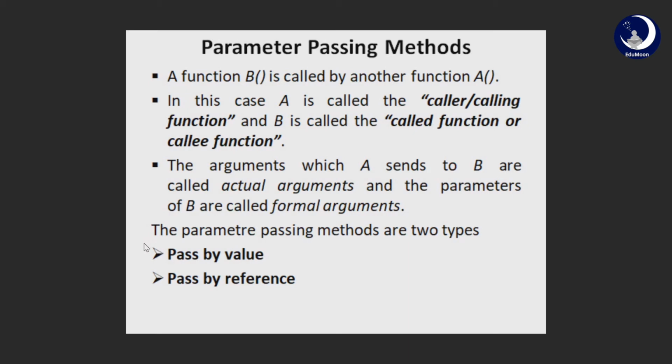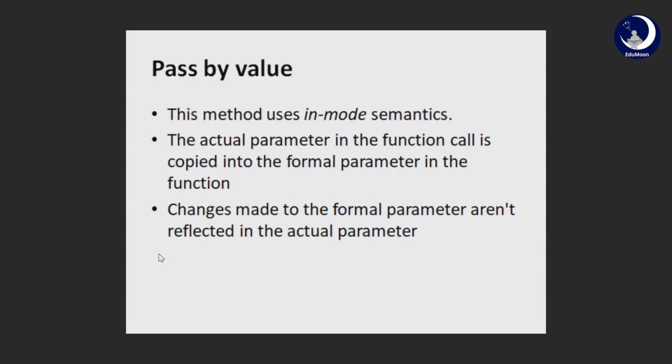Now coming to the types of parameter passing methods. There are two types: pass by reference and pass by value. Pass by value. This method uses inward semantics. The actual parameter in the function call is copied into the formal parameters in the function. Changes made to the formal parameters aren't reflected in the actual parameter.